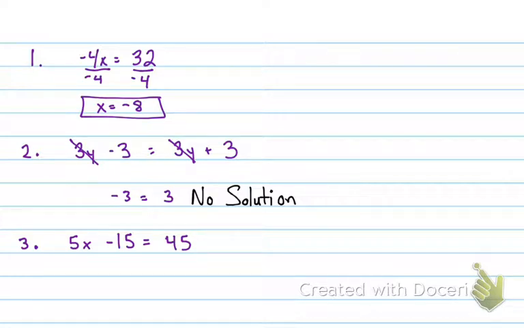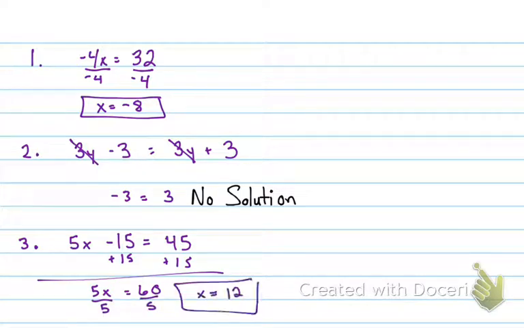Thomas, what did you do first to solve for x here? Plus 15 on both sides. Very good. Plus 15 on both sides. We get 5x = 60. And then, Braden, what's my next step? To solve for x. Very good. Divide both sides by 5, and x = 12. So how are we doing through 3 problems? You guys doing okay? Yes. Doing pretty good? All right, let's look at number 4 now.